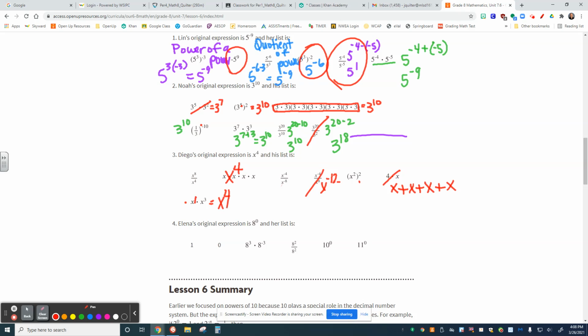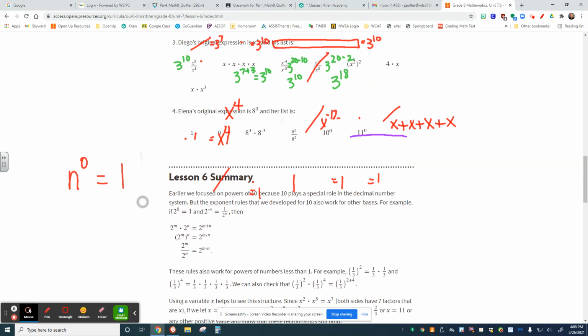8 to the 0 power. Remember that we said any number to the 0 power is always equal to 1. So that one is out. Product of powers for this one, 3 plus negative 3 is equal to 0, and a power of 0 gives 1. Any number divided by itself is equal to 1. 10 to the 0 power equals 1. 11 to the 0 power equals 1. The first one is the only thing that we're going to cross off there because 8 to the 0 power does not equal 0.